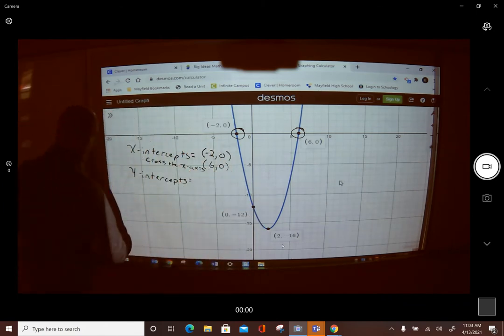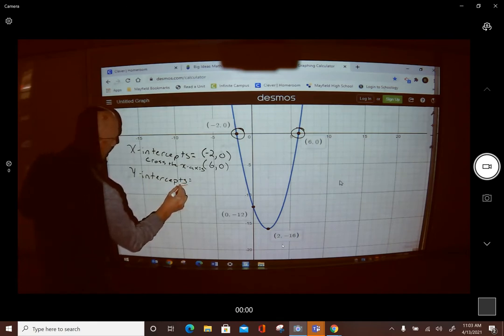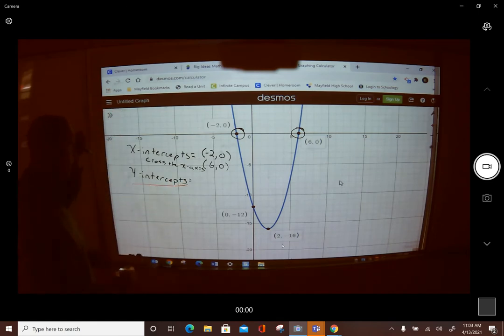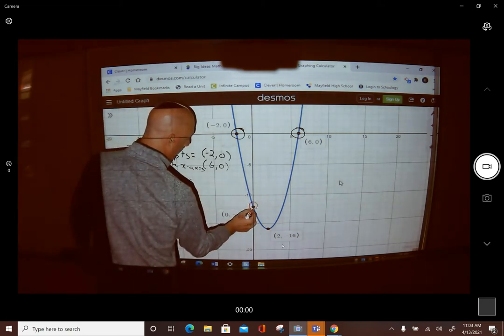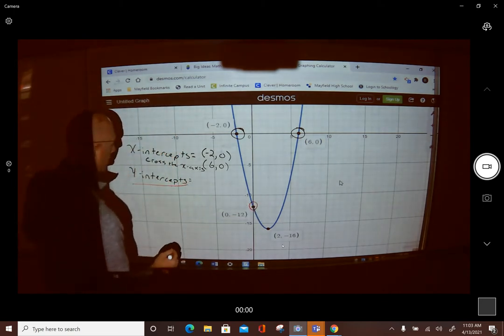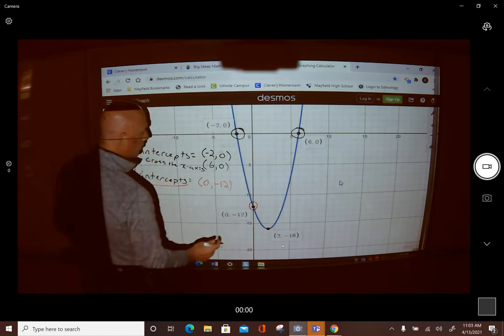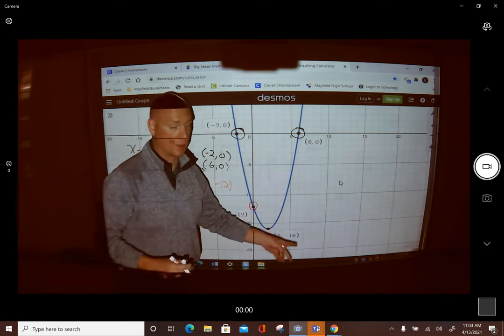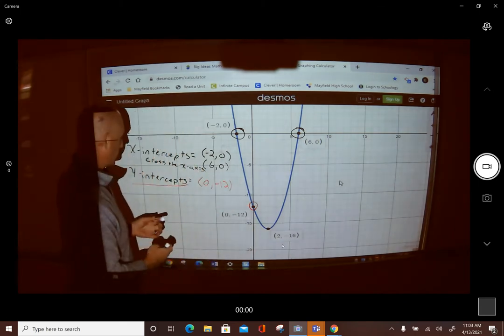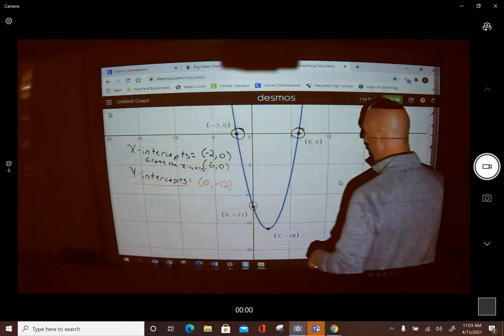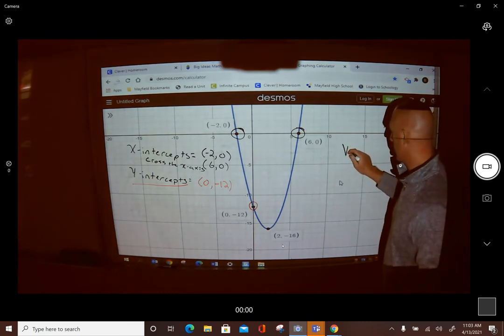The Y-intercepts. The Y-intercept is wherever you cross the Y-axis. Here we go. So the Y-intercept is at (0, -12). And you notice Desmos will give you all these points. Now, we're going to switch over and we're going to talk about something called a vertex.